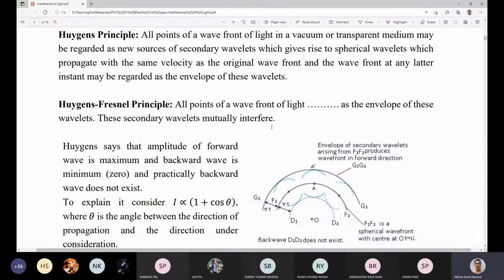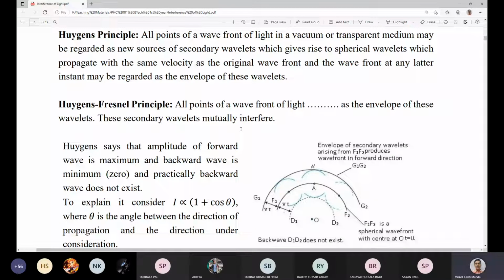So the importance of Fresnel's addition is very great. Otherwise, we cannot explain the phenomena of interference and diffraction. If it produced only secondary wavelets and gave the wavefront, but they did not interfere, then we could not explain interference and diffraction. Huygens did not say that the secondary wavelets interfere. He has not said this. But Fresnel says that these secondary wavelets mutually interfere. Right? So without interference of these secondary wavelets, we cannot explain the phenomena of interference.